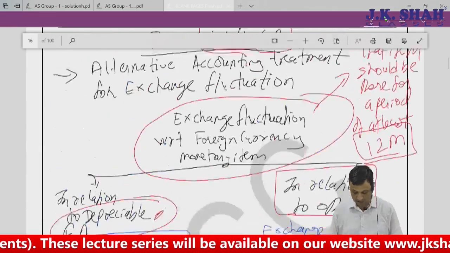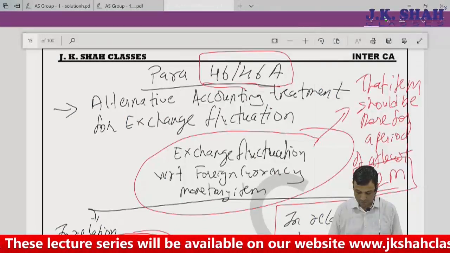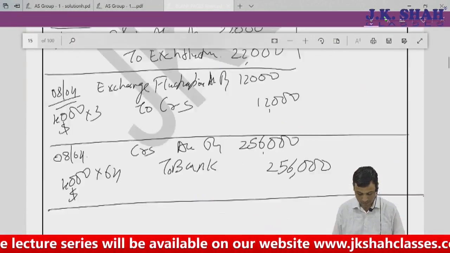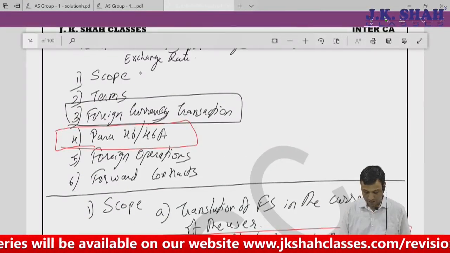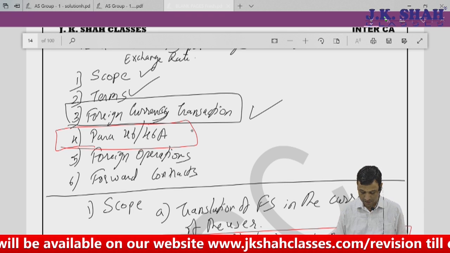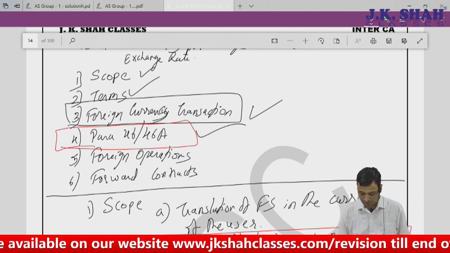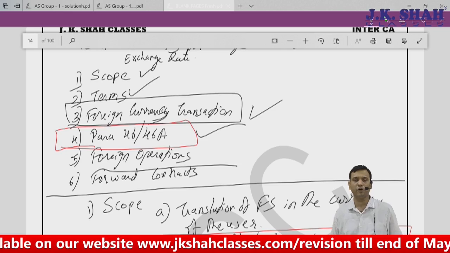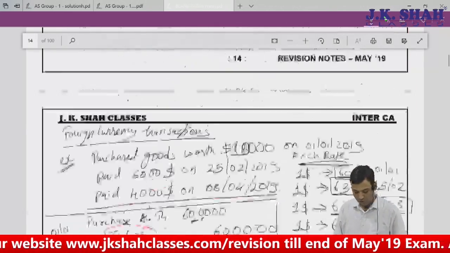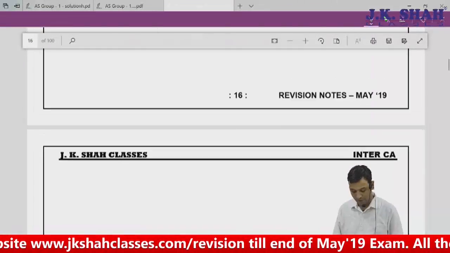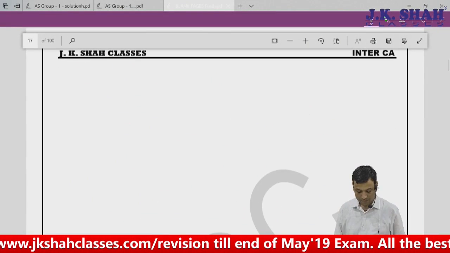Now we move to the next area of our discussion. If you look properly, we completed scope, terms, foreign currency transaction along with para 46, foreign operations. Basically, foreign operations you'll be learning more in branch accounting, but to give you a normal idea with respect to it, what should be done.